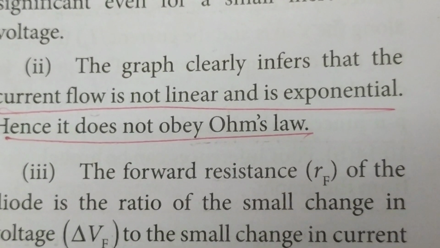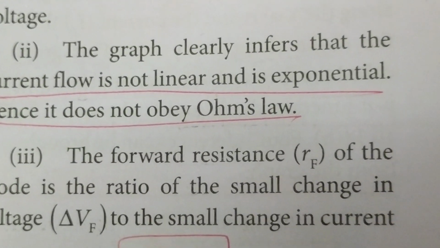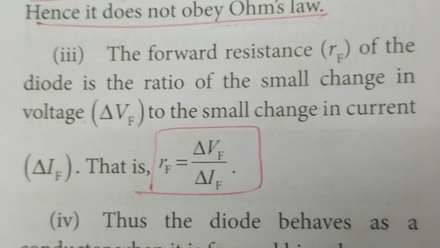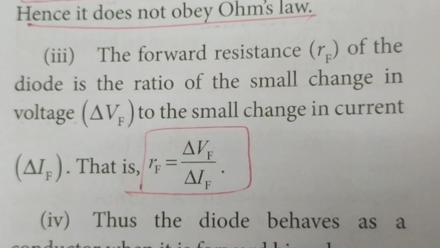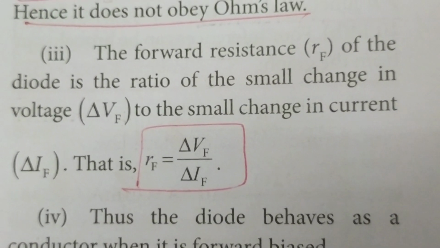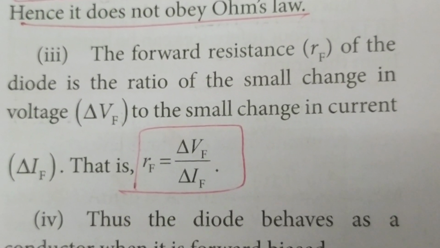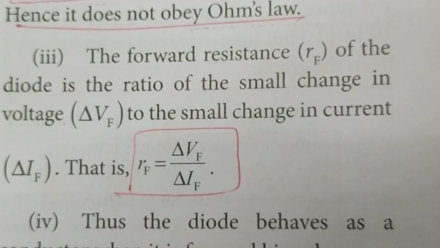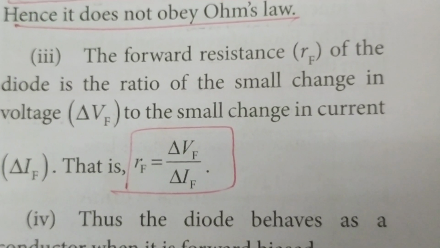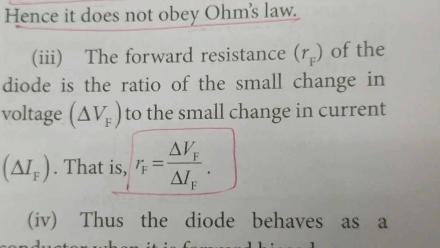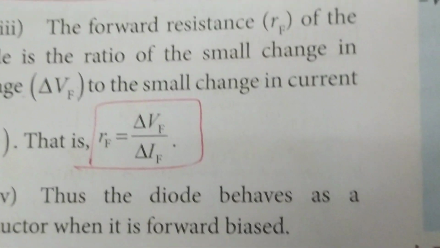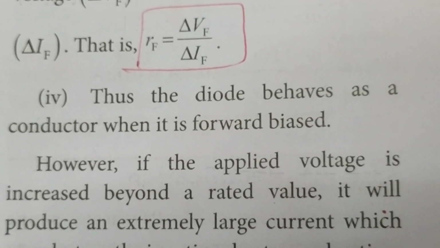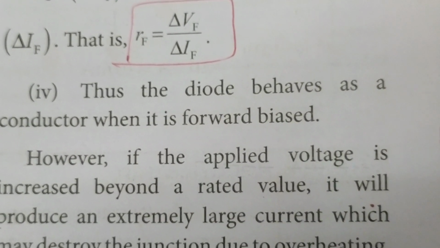Only a linear graph will show obedience to Ohm's law. And so here you can now define what is forward resistance. It is the ratio of a small change in voltage to a small change in current. So RF is equal to delta VF by delta IF. So delta VF means a change in forward voltage and delta IF means a change in current. And according to Ohm's law, you know R is equal to V by I, and based on this equation it is formed. And so here the diode will behave as a conductor when it is forward biased. So when you forward bias, the diode will act as a conductor.